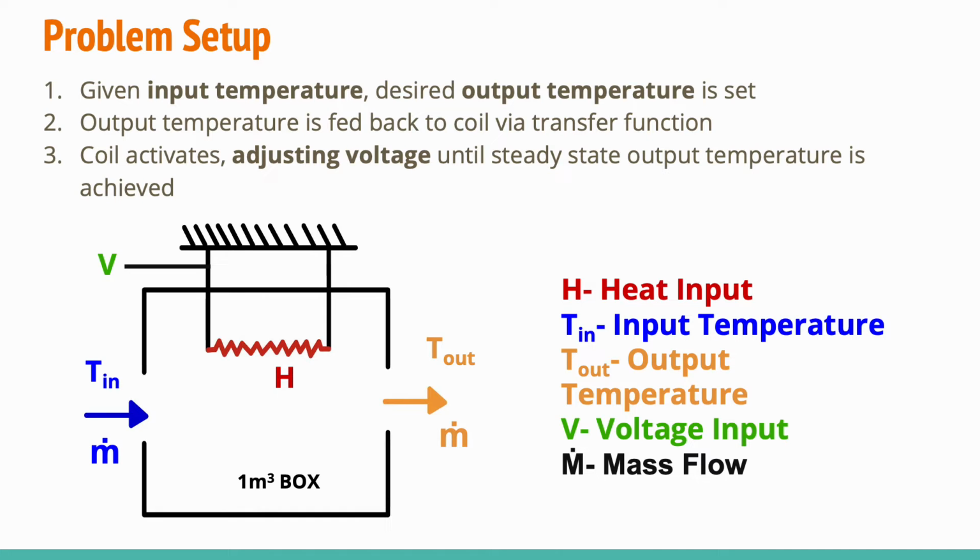Here's the problem setup. We're given an input temperature and set a desired output temperature. The output temperature is fed back to the coil, and it adjusts voltage until the steady state output is achieved. And you can see our box heater schematic here on the slide.